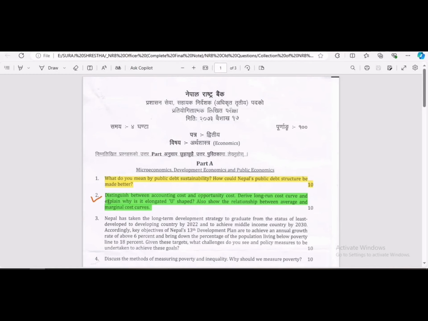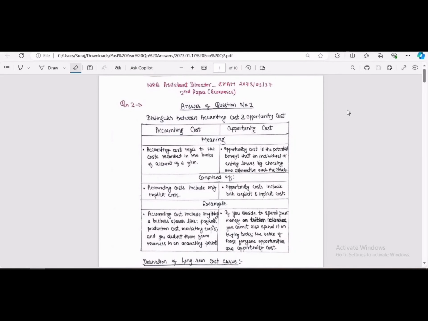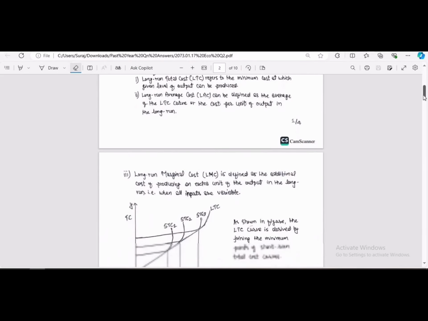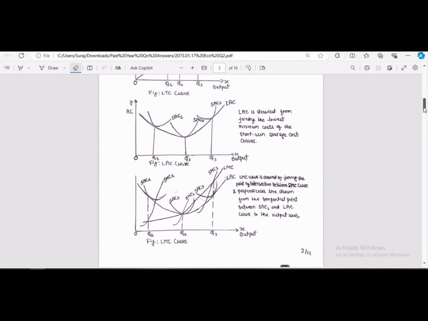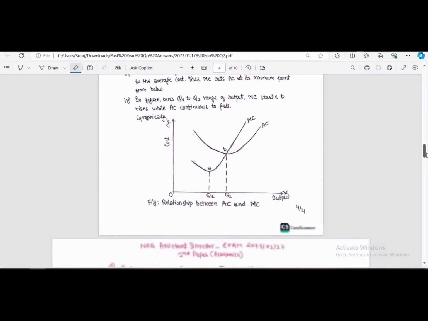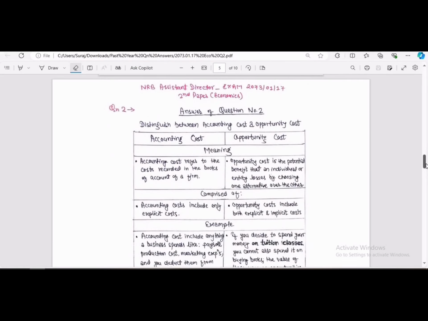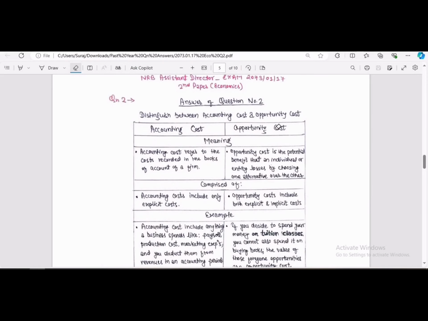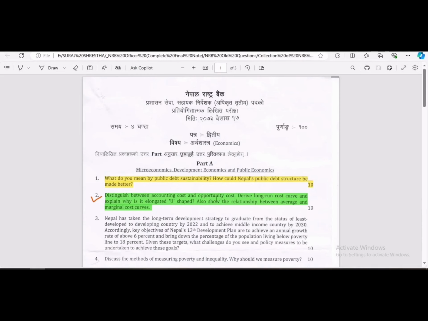Now we are moving forward to how to answer this question. As said before, this answer must be in 4 pages. So this is the first page of the answer, this one is the second, this one is the third, and this one is the 4th page of the answer. The first question is to distinguish between accounting cost and opportunity cost. It may carry 4 or 3 marks.